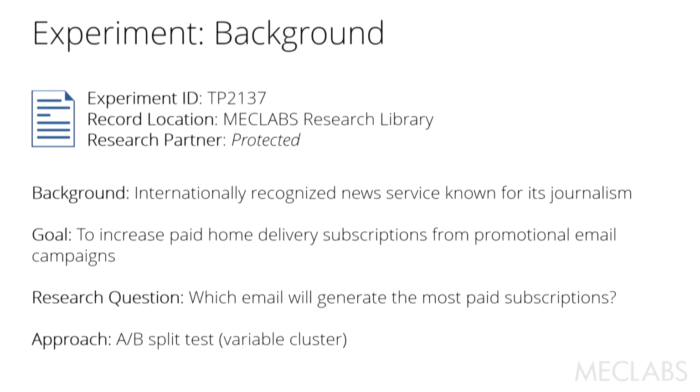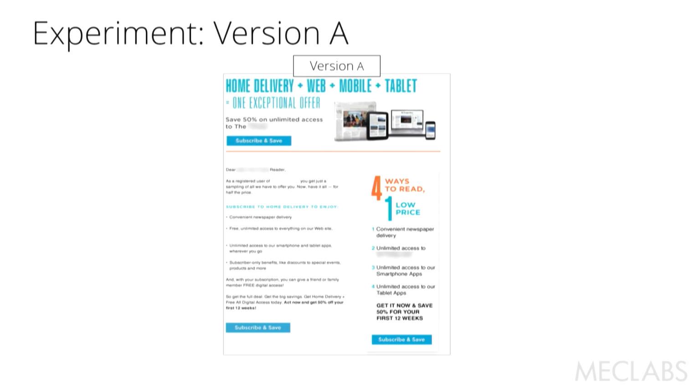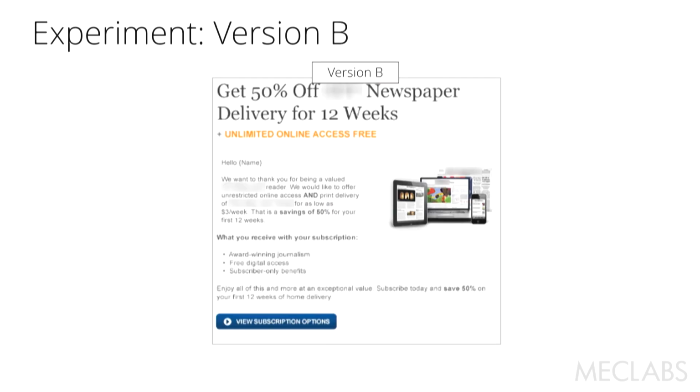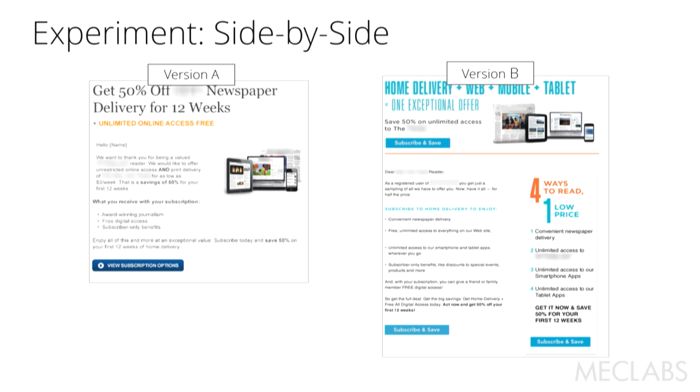Here's a test protocol. It's 2137 in our library. This is a global brand. We're going to look at two versions of a page. And we could spend a lot of time looking at these two versions. I'm just going to pop them up side by side. There's an A and there's a B.